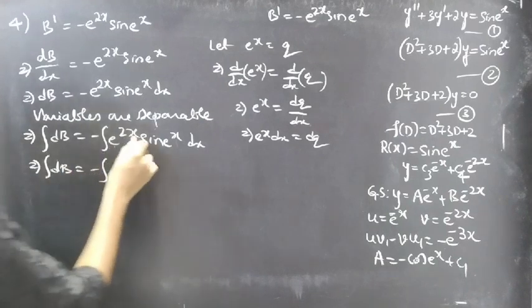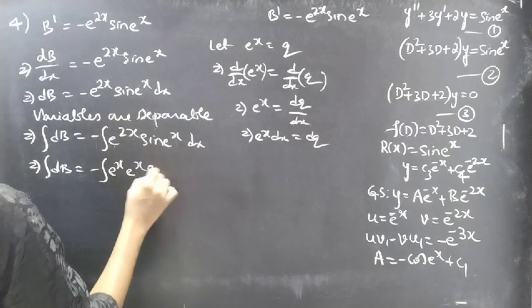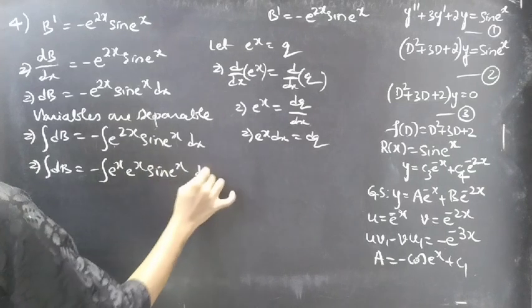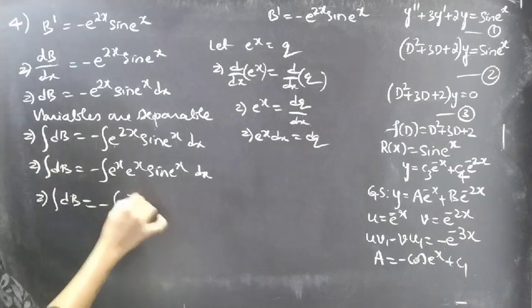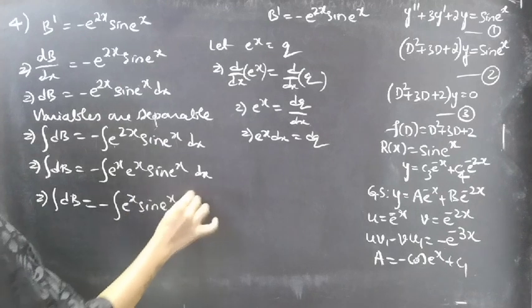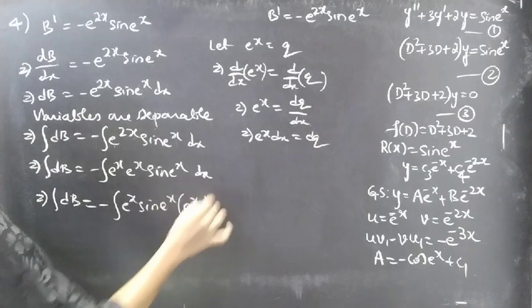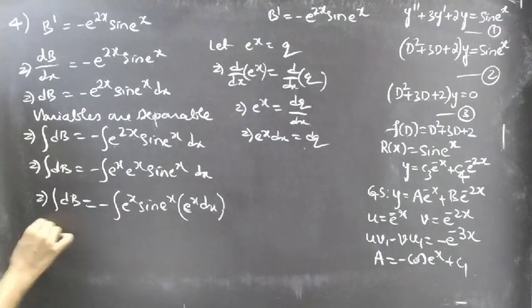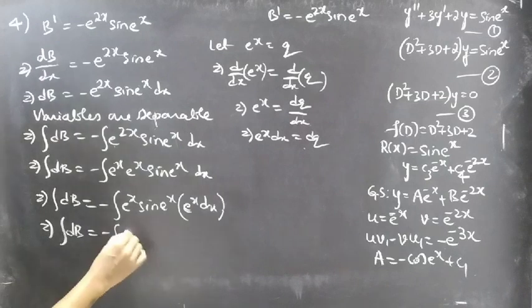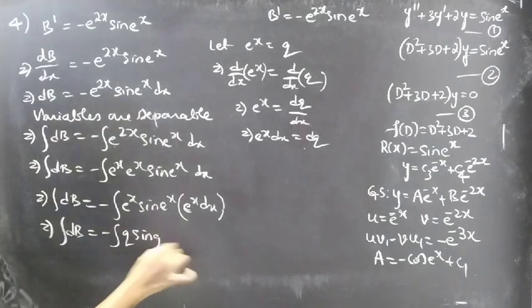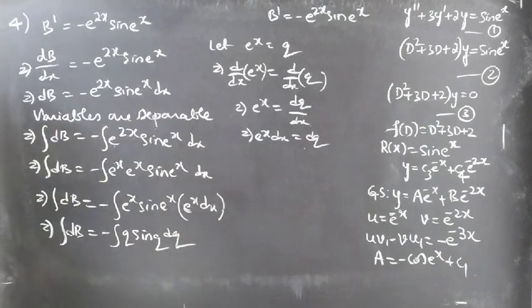Now we'll write e power 2x as e power x into e power x for our convenience. Again, we can write this as e power x sine e power x into e power x dx, so that we can replace e power x dx with dq in the next step. Then we'll get integral db equal to minus integral, replace e power x with q, we'll get q sine q into e power x dx, which can be replaced with dq, right? Now let's find integral q sine q dq using the integration by parts formula.